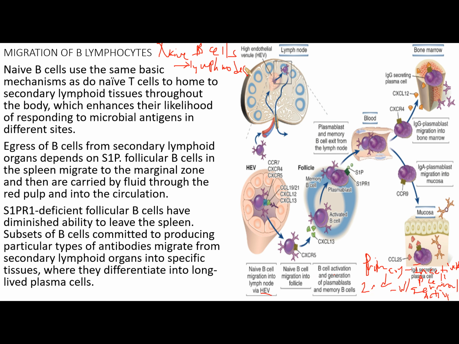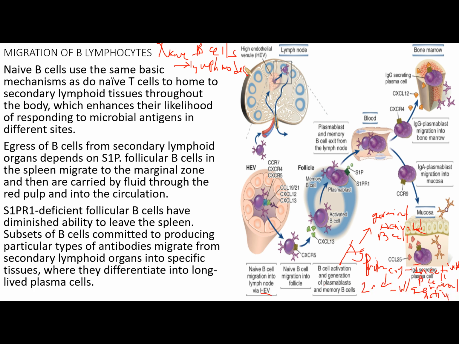B cell activation and generation of plasmablasts and memory B cell would occur. So, once na maka-encounter siya class ng antigen, maka-encounter siya ng antigen doon sa follicle mo, magkakaroon ng germinal center. And that is where B cells would be activated. Now, once the B cell is activated, there would be B cell activation and there would be the generation of plasmablasts and memory B cell.